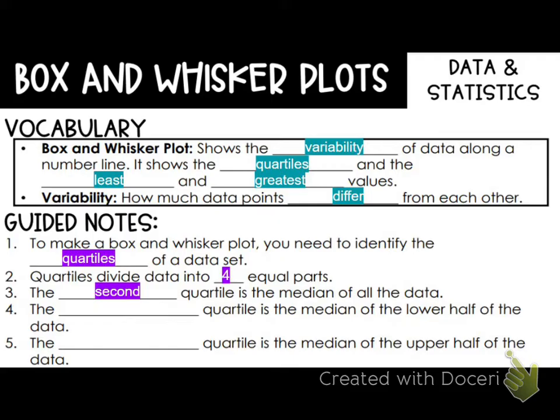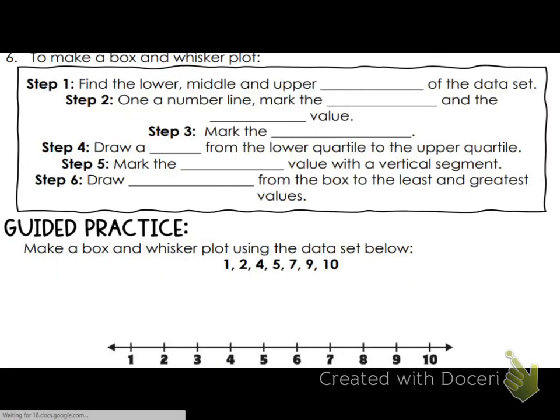That is your Q2. The first quartile is the median of the lower half of the data. And I'll show you how to find this in just a second. The third quartile is the median of the upper half of that data. So we will be finding the first, second, and third quartiles. So let's look at how to make a box and whisker plot.